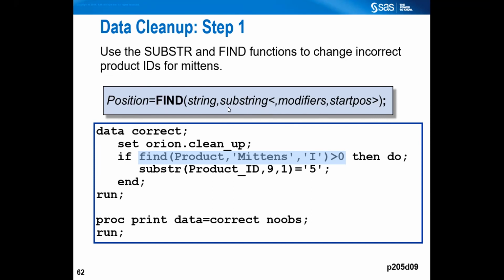Else it will be 0 if it does not find that particular value in your string. At this point, just understand this, what I said, then we'll see it in more detail. Accordingly, they are writing the same thing in this data step: if with your find function in your string, the substring is mitten and the modifier they have used is I, is greater than 0, then substr in for your product ID at 9th position, one place is to be 5.